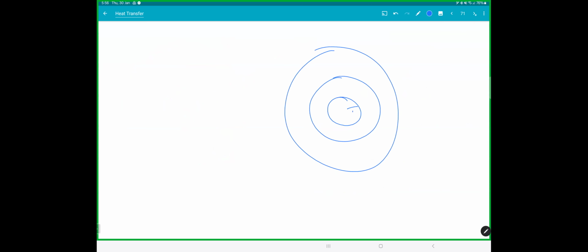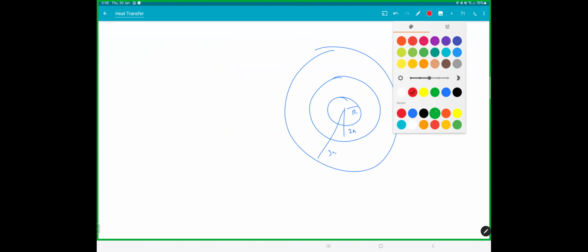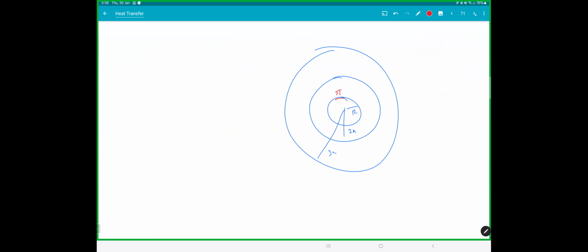There are three shells: R, 2R, 3R. Let's say the temperature of the inner shell is 2 T naught, and the temperature of the outer shell is T naught. Remember the three plates wala problem? Instead of plates, it's shells. Find the temperature of the middle shell in steady state. Something of that sort. You can try that as a homework.